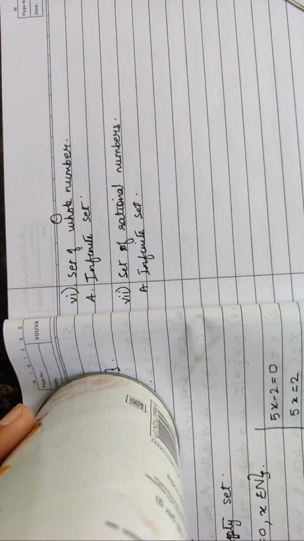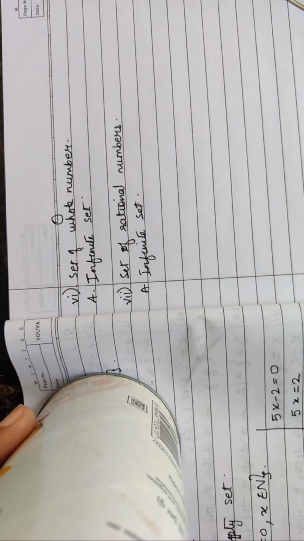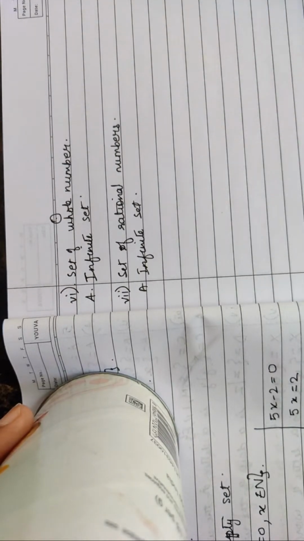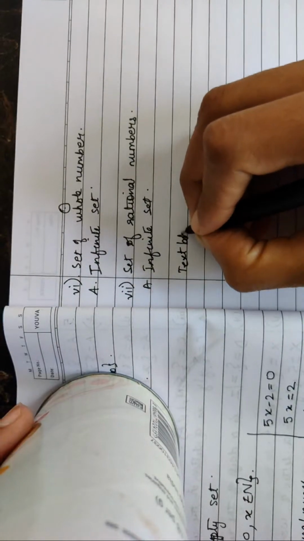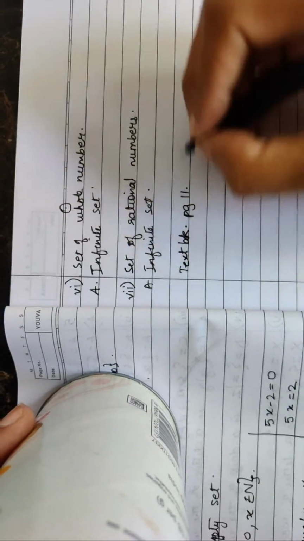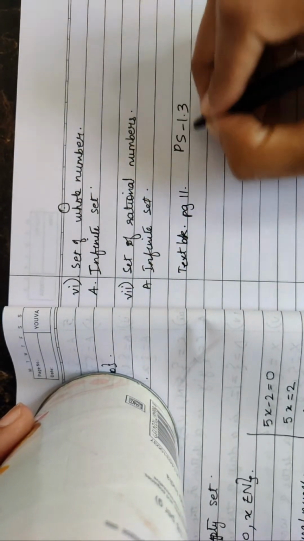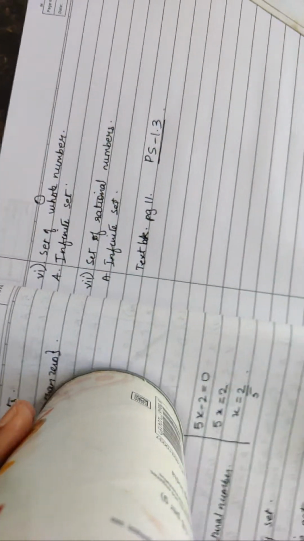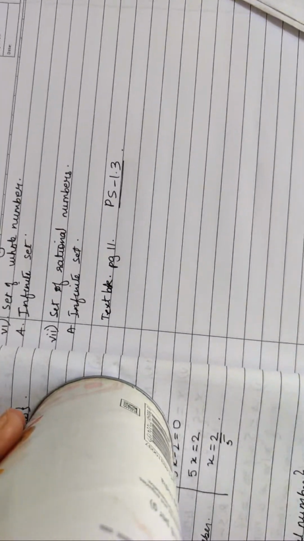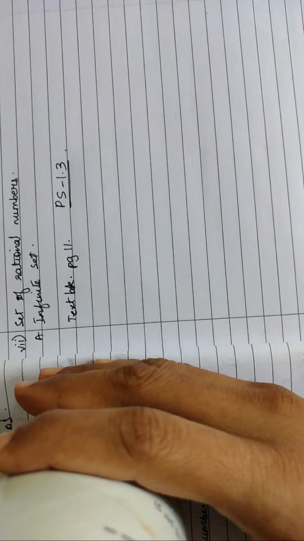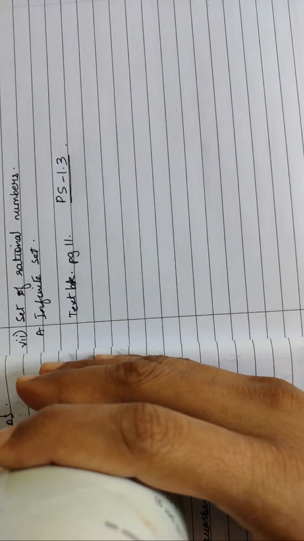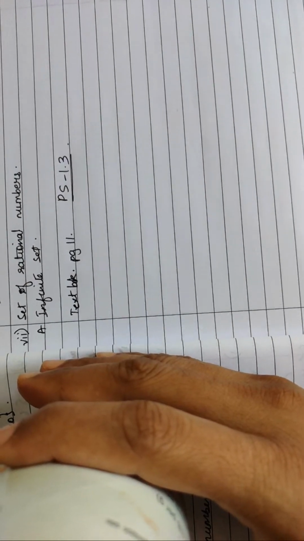Okay, going on to practice set 1.3, which is on textbook page number 11. Now, to understand 1.3 again, you have some small points to be noted, so I will be teaching you as and when the question comes there. Okay?